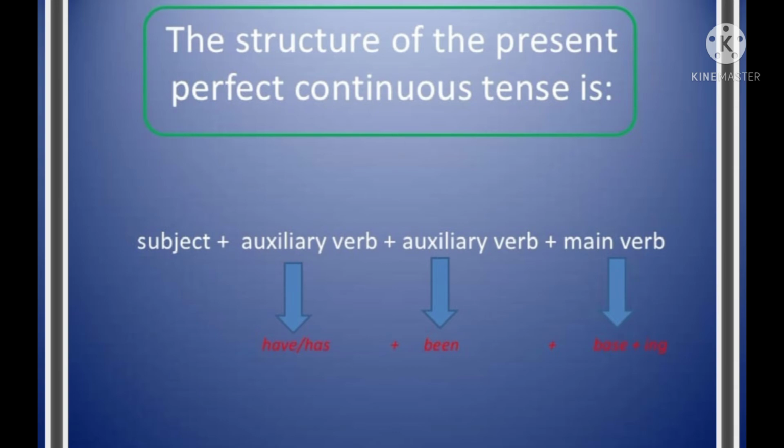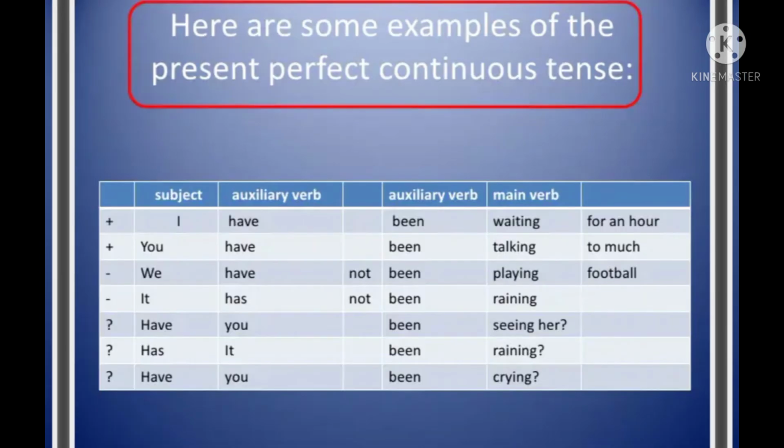The structure is subject plus has or have, that is the auxiliary verb, plus been, and the main verb in ing form. Okay, ing form is common for all the continuous tenses and have forms are common to perfect forms. What is more added? Been is added there. So you can compare and study, that is easy for you. Continuous tense has the ing form, plus perfect tense have or has, plus been, that is the addition that is given here in the structure. See these sentences.